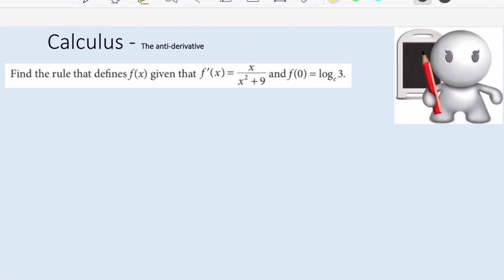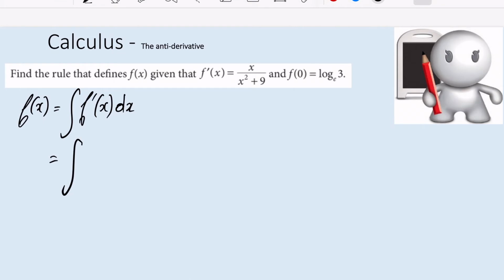So now we move on to the other part of calculus, which is integral calculus. And let's have a look at this question over here, which is all to do with the antiderivative. So you've been asked to calculate f of x, and you have been given f dash of x. So the link there is that f of x is the integral of f dash of x with respects to x. So what I'm really after here, guys, is the integral of x over x squared plus 9 with respects to x.